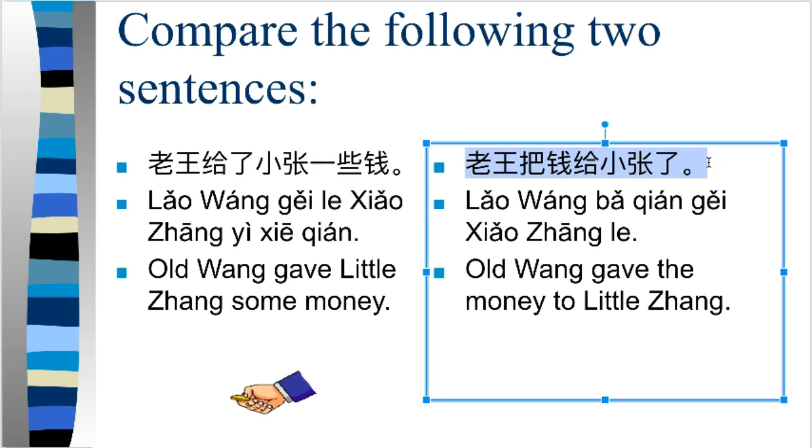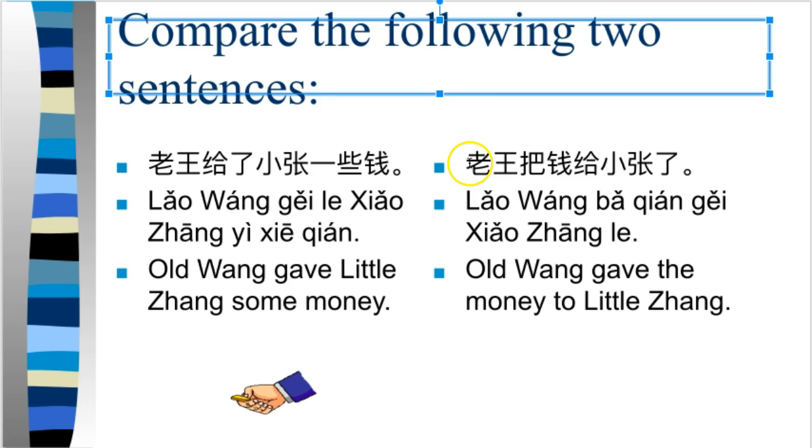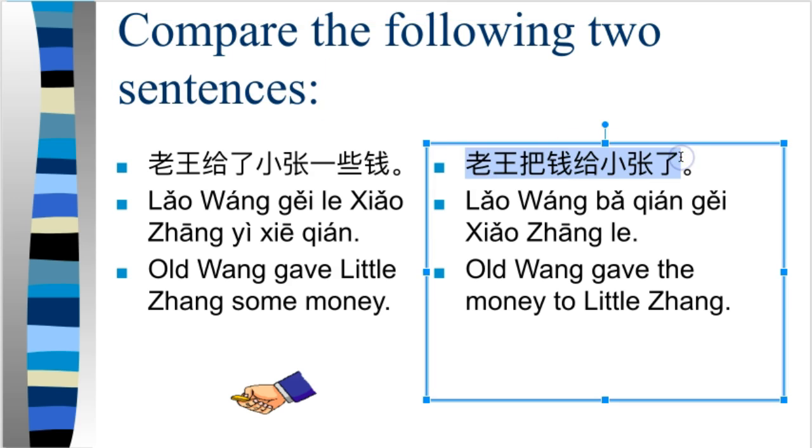These are essentially the exact same. The difference is in the 把 structure. Again, what is being emphasized in the sentence is what's happening to the money. That's why it's coming first. So in a lot of cases, the subject, verb, object sentence is interchangeable with 把. However, not always.